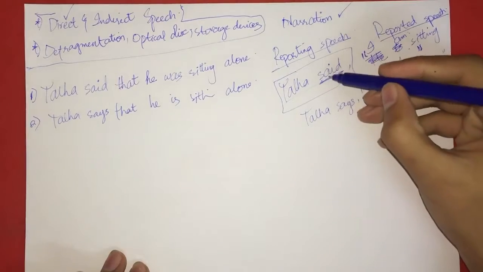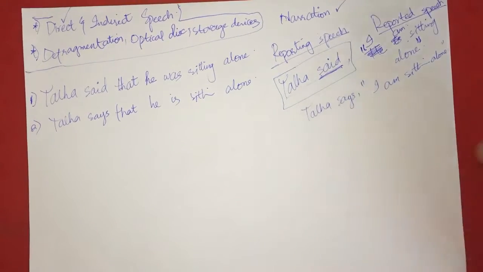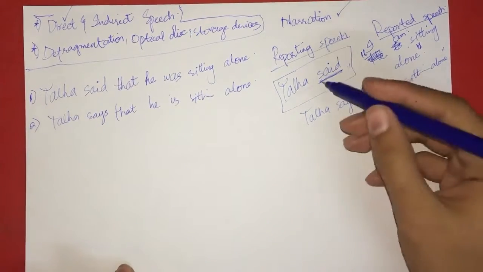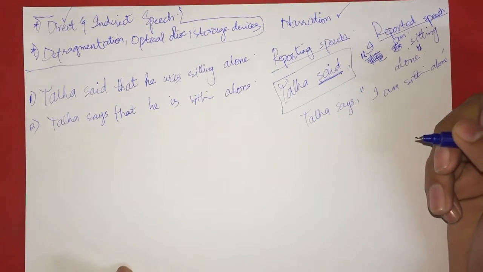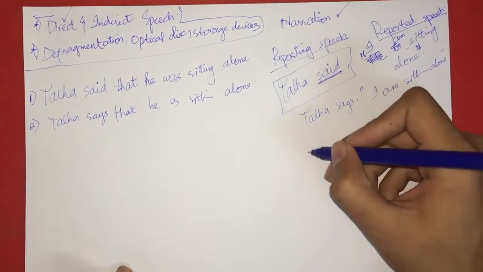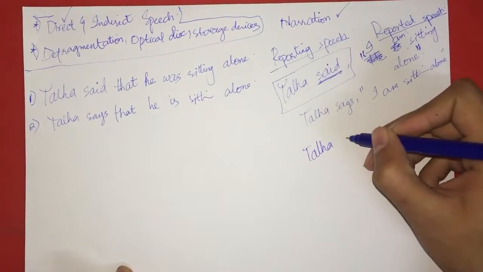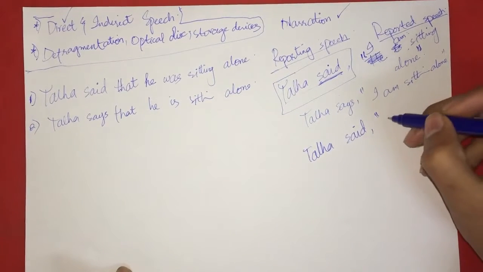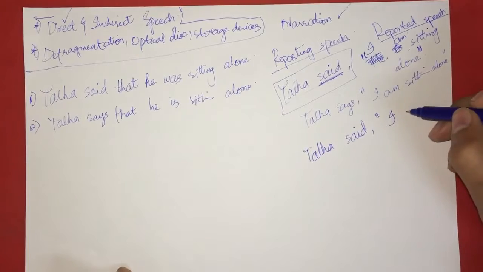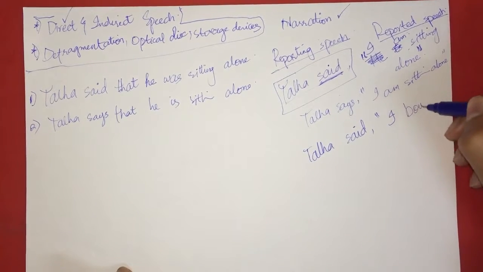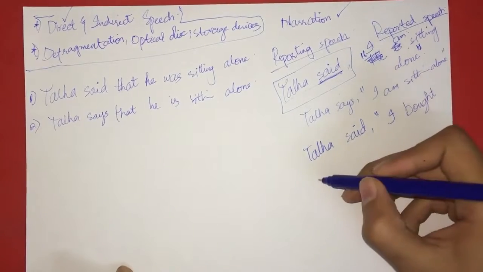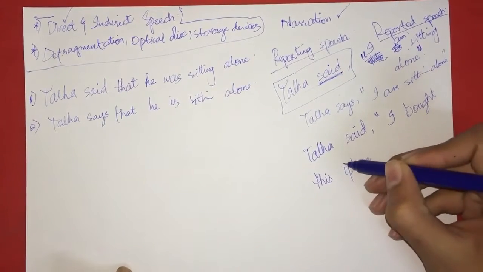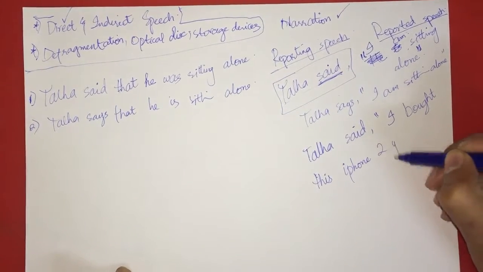But when you have the verb of the reporting speech in a past tense, you have to change the tense of the reported speech. So for example, let me write another sentence: Talha said that I bought this iPhone 2 years ago.